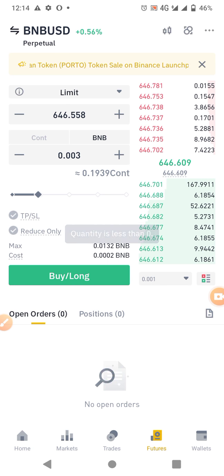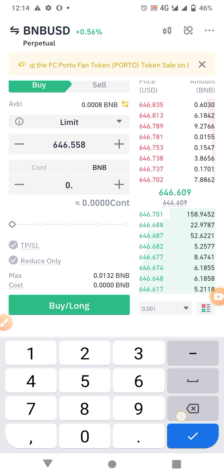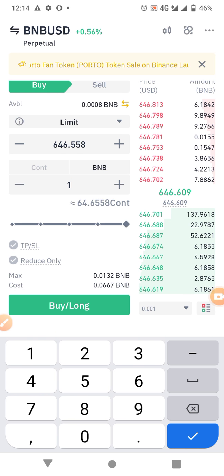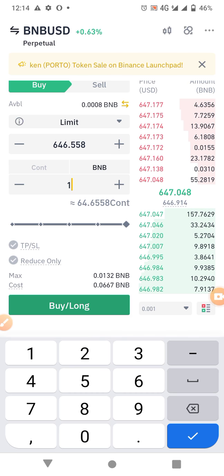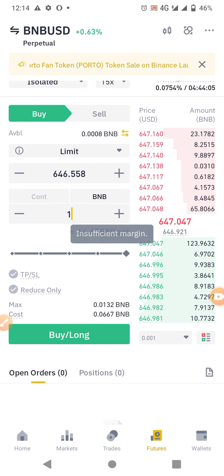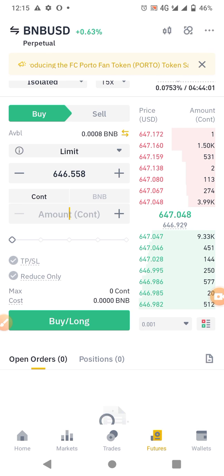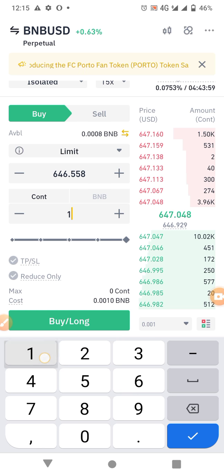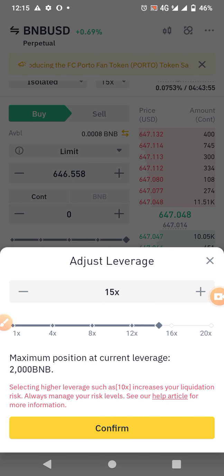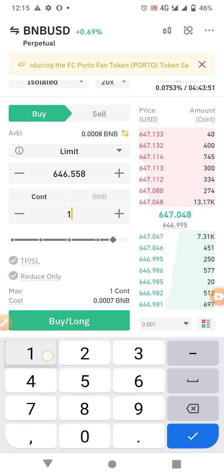Okay, quantity less than zero. So it must not be less than zero. Let me buy long. Insufficient margin. Okay. Count should not be less than. Okay, let me use this count. Let me increase my leverage. Increase my leverage to 20. And I use one count.